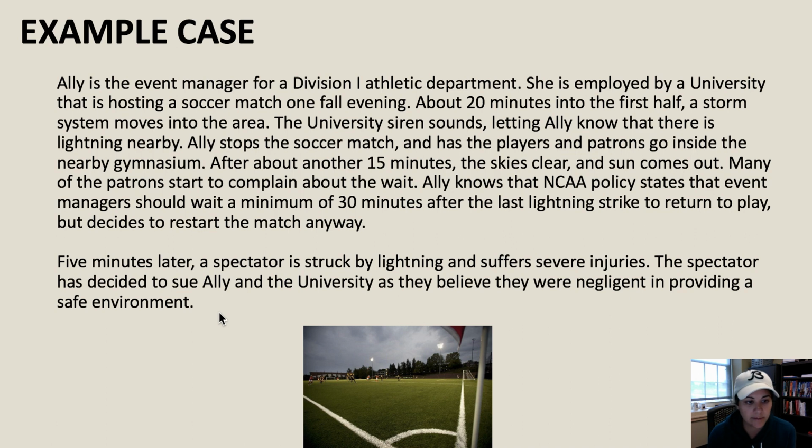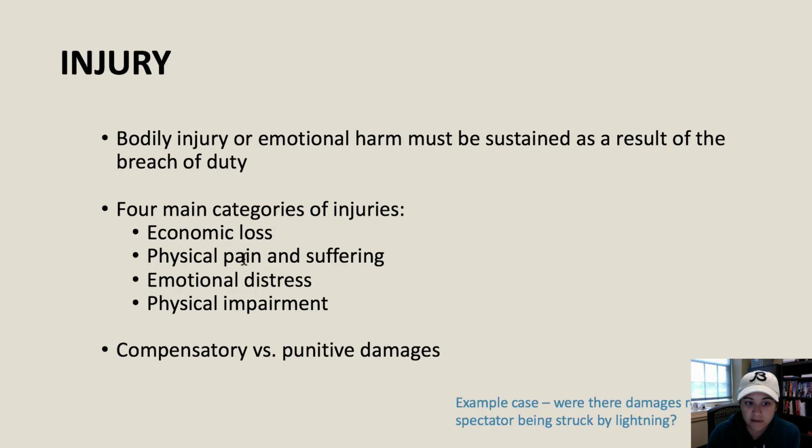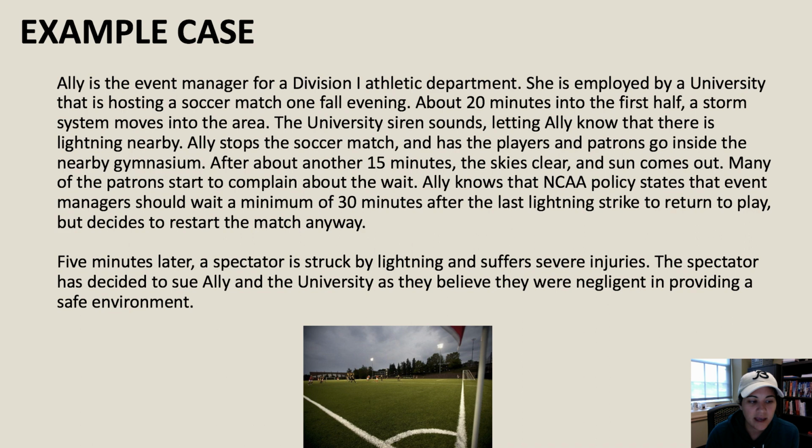And then finally, our last element that we haven't applied yet, injury. In this case, that one's pretty straightforward. We know that this person was struck by lightning and suffered severe injuries because of it. We can make some assumptions. We don't have a lot of information, but we can assume that there's probably physical pain and suffering from that. We know there's probably some economic loss, at least from medical bills, maybe an ambulance ride. We can certainly argue that there probably will be some level of emotional distress. Not sure about physical impairment, but I think we can definitely argue and prove that there's injury here. So because of that, this spectator likely has a pretty solid case against Allie, the event manager, when it comes to proving these 4 elements of negligence.